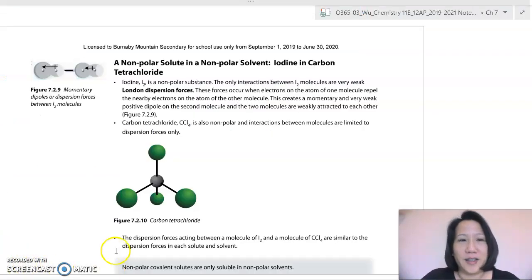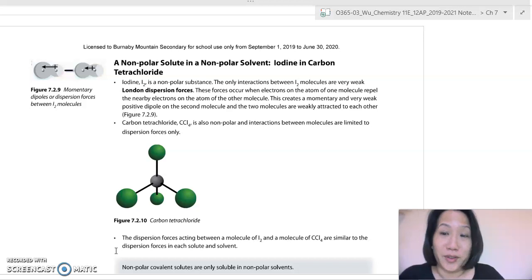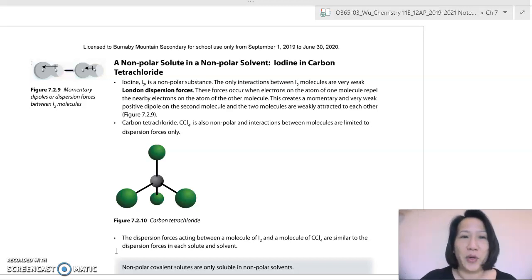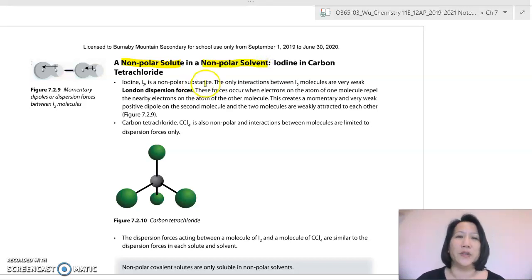All right, and we're back to part 2 of section 7.2. Let's see what this example is. So we have a nonpolar solute and we have a nonpolar solvent.